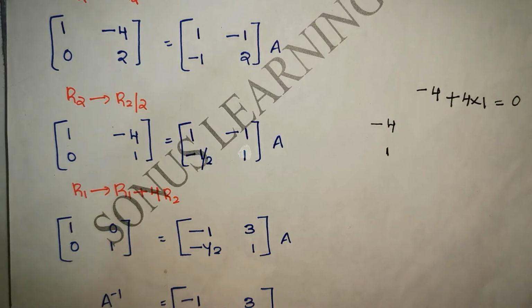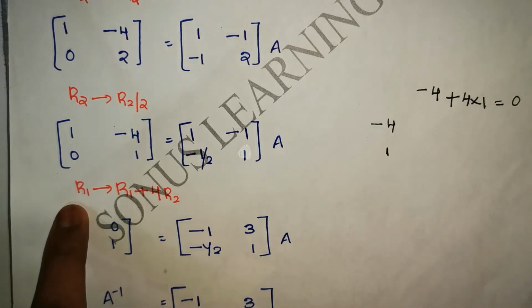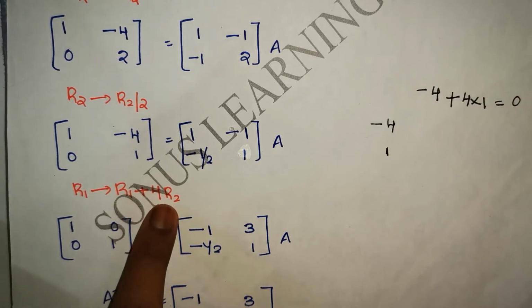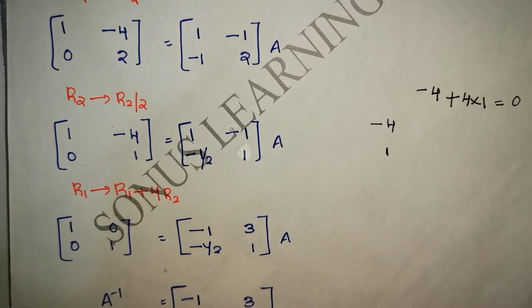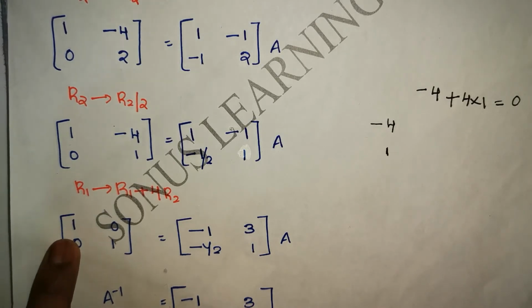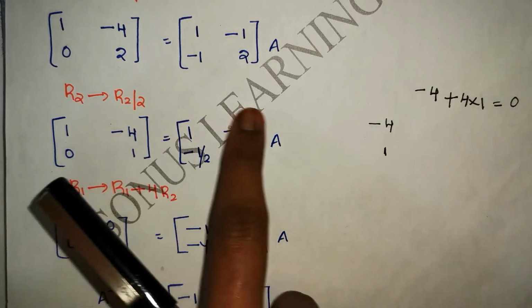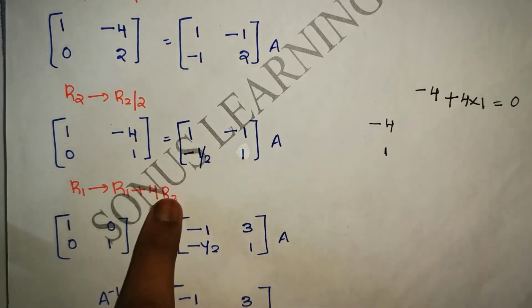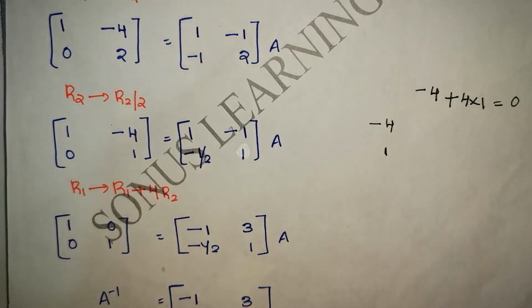Okay, students. So what I am doing? I am changing R1 to R1 plus 4 times R2. Okay, students. So I get 1, 0, 0, 1. That is equal to, here also we have to make the same changes. Okay. So that is 1 plus 4 into minus 1 by 2. Okay, you will get the answer as minus 1, and here you will get 3, minus 1 by 2 and 1. Okay, students. So we got the identity matrix here.